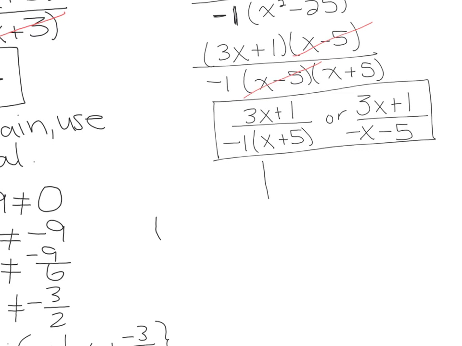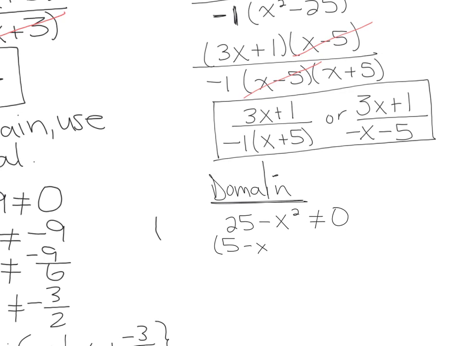Once again, I'm going to go back to the original for the domain. Sorry, I've got all these scratches here, but that's the domain I'm going to work with. And I'm going to take 25 minus x squared, and I'm going to say that it cannot equal 0. You can either add your x squared over and take the square root, which we haven't talked about yet, or we can do what we have done. 5 minus x, 5 plus x. We haven't really talked about the zero product property, but you hopefully remember that from Algebra 1.